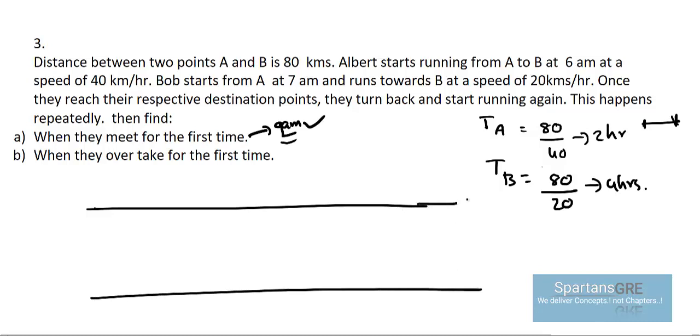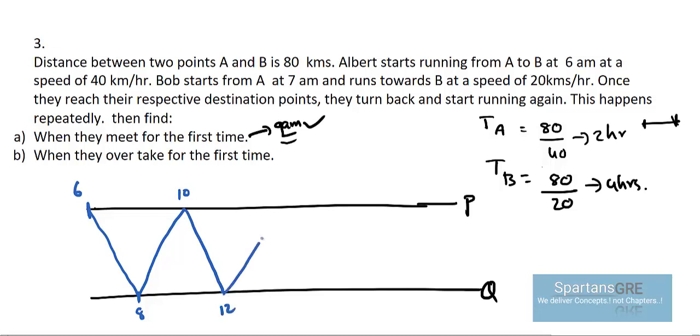Let this point be P and this will be Q. I'll use a blue color for A. A starts at 6 a.m., so this will be 6 a.m., and he reaches here in 2 hours, so this will be 8 a.m. Right? 6 and 8. Again he reaches at 10, again at 12, at 2, at 4, at 6, at 8 and so on.